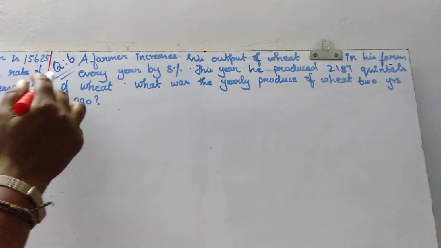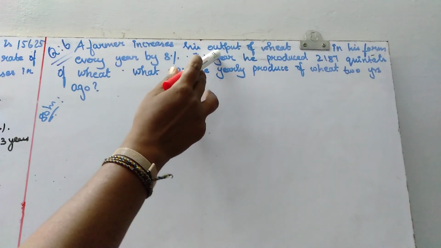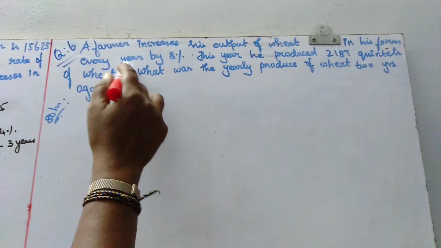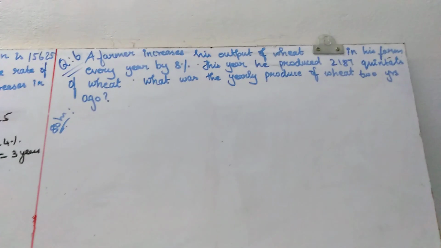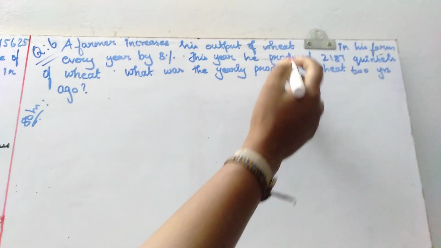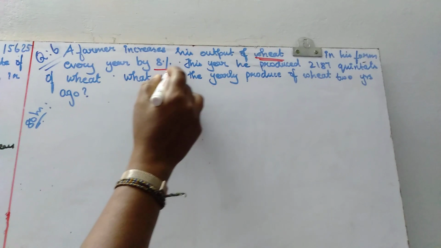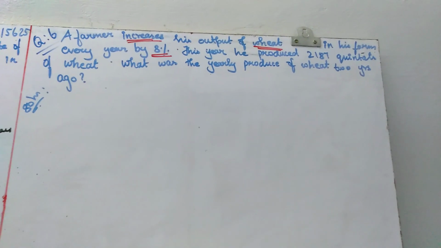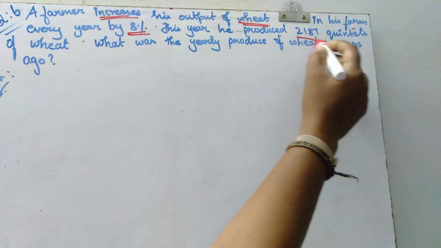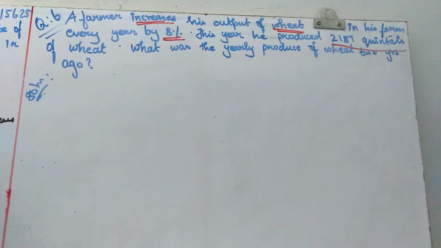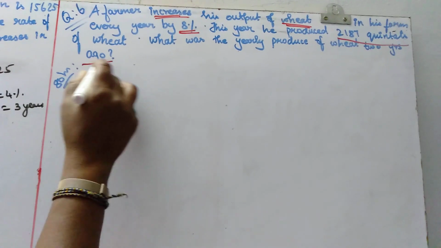Our next question is question number 6. A farmer increases his output of wheat in his farm every year by 8%. It is related to the farmer producing wheat, right? So in his farm every year it increases by 8%, and this year he produces 2,187 quintals of wheat. What was the yearly produce of wheat 2 years ago?